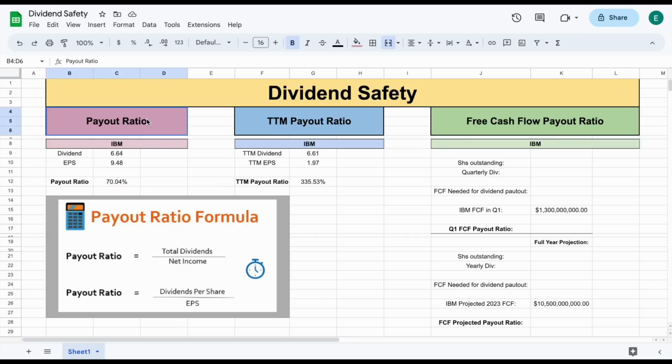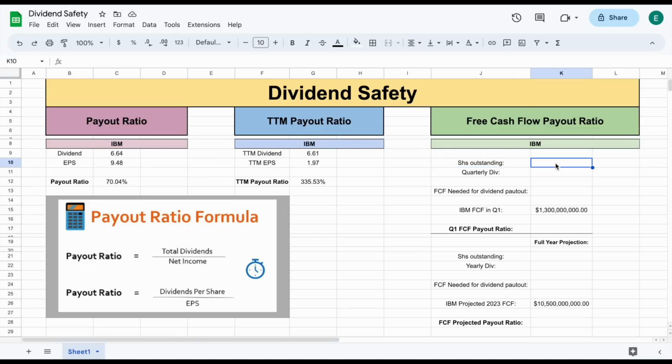Now, both of these are very important metrics, and I highly suggest you look at both of them. But I think one of the most important ways to look at payout ratio as well is the free cash flow payout ratio. I think this is definitely something everyone should look at. So let's go ahead and walk through this and talk about how to project if the dividend payments are safe using this method. So the first thing we're going to need, again, is our shares outstanding.